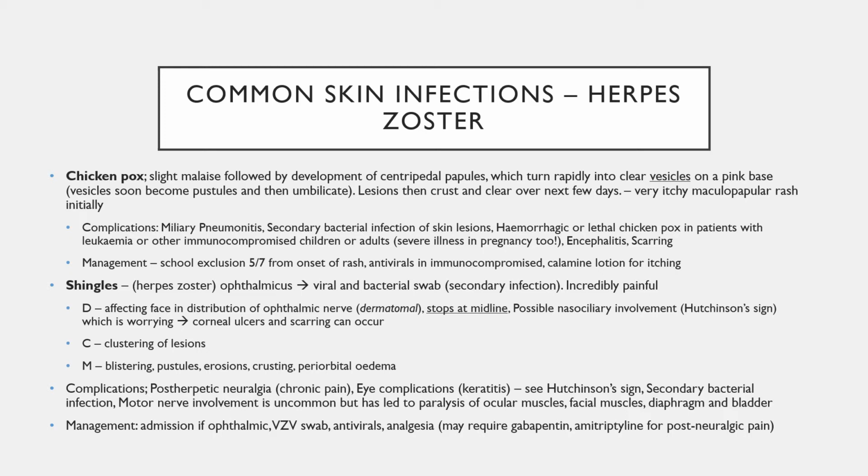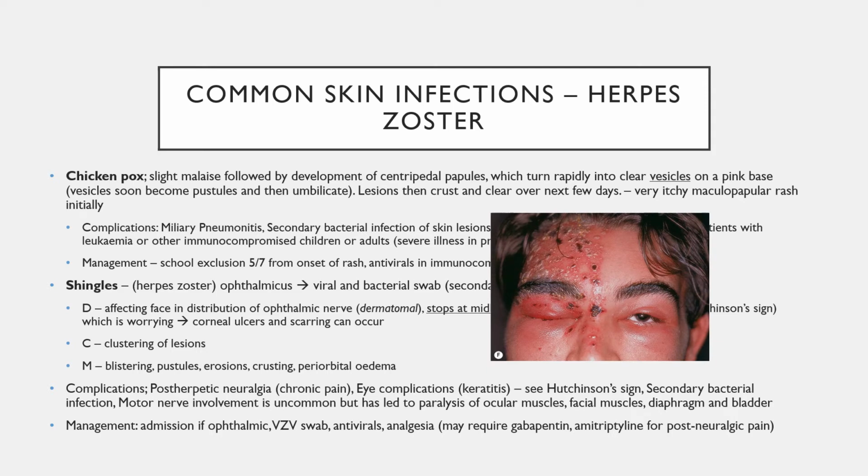The management usually though is to just get some swabs, especially with shingles. You may need to give analgesia, things like gabapentin and amitriptyline for the post-herpetic neuralgia pain. That's what it looks like in little ones. You can see some of these have already crusted over. Others, some of these have already turned into pustules as well. Some vesicles still present. And then that's an example of what I was talking about with the ophthalmic herpes zoster.